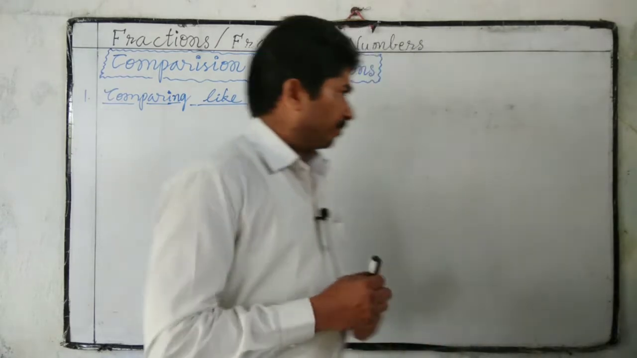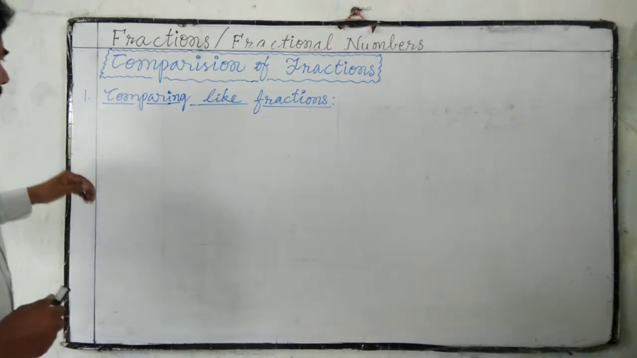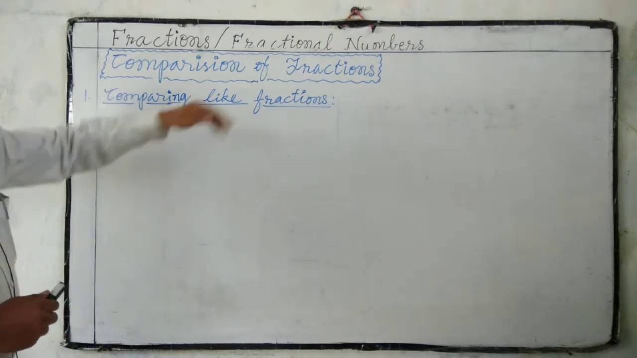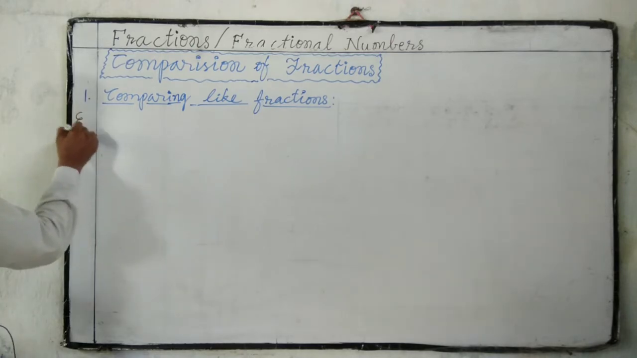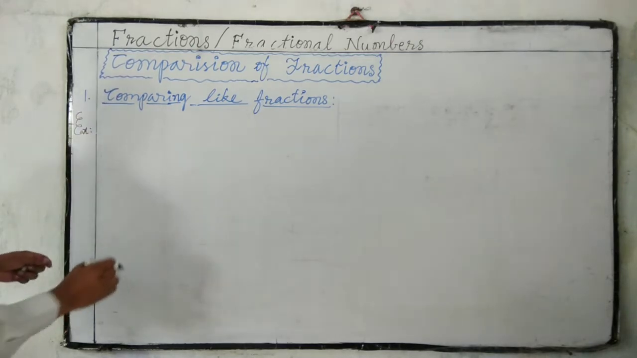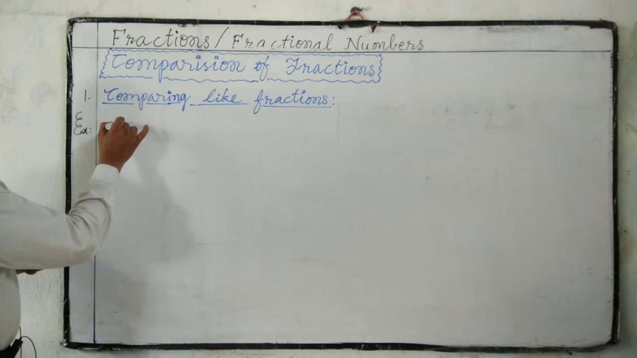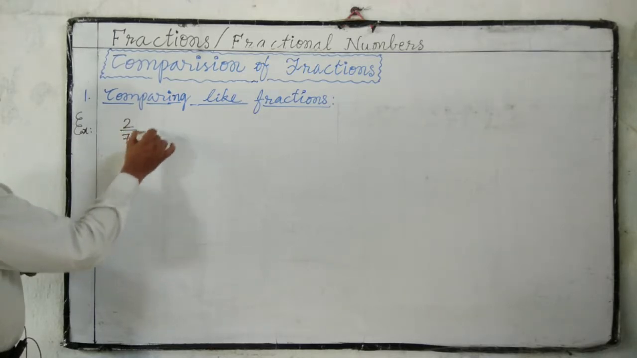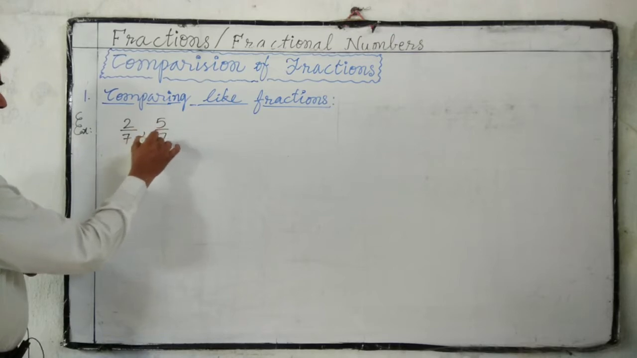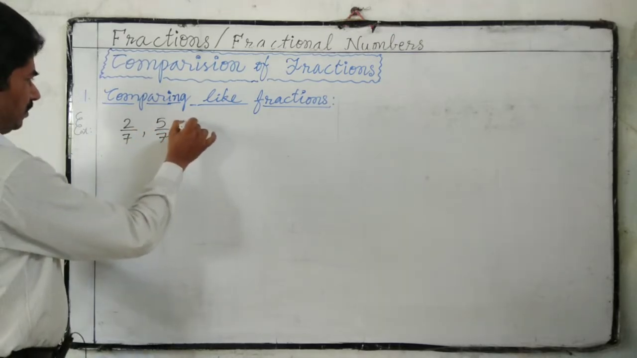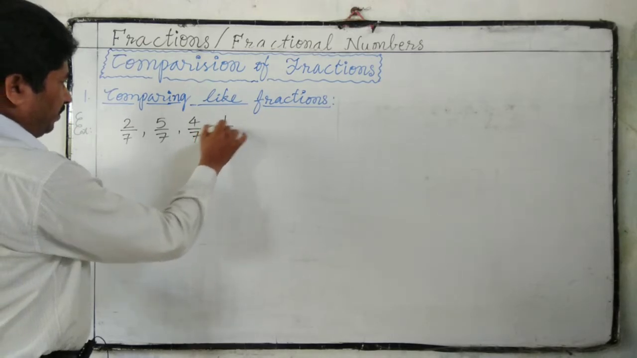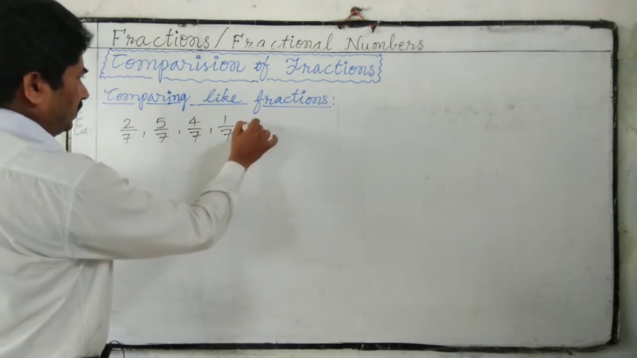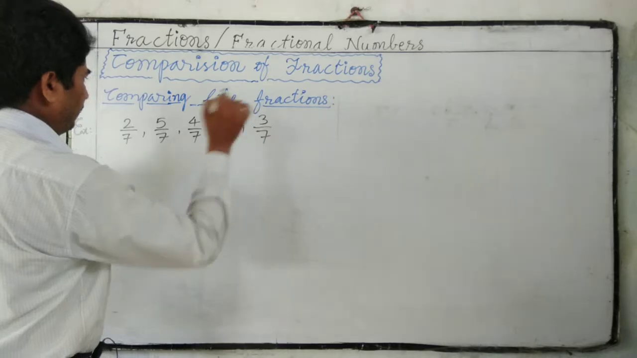First, comparing like fractions. Let us see one example. 2 by 7, 5 by 7, 4 by 7, 1 by 7, 3 by 7.